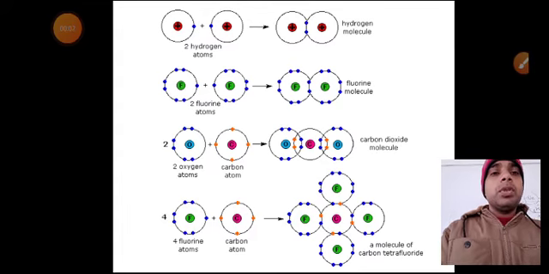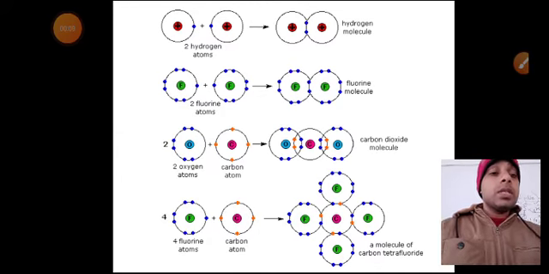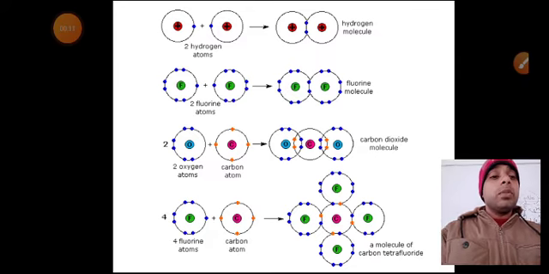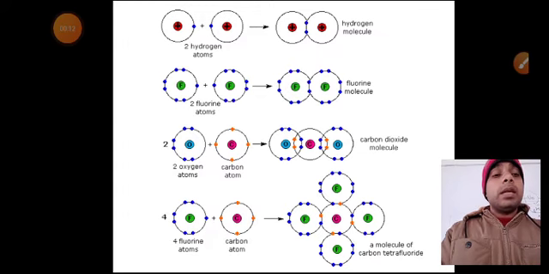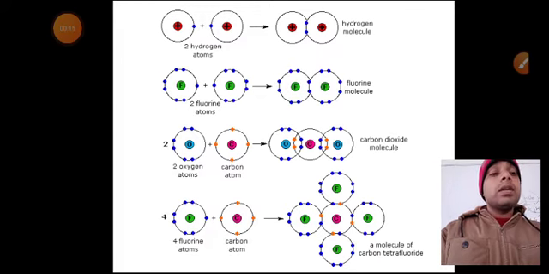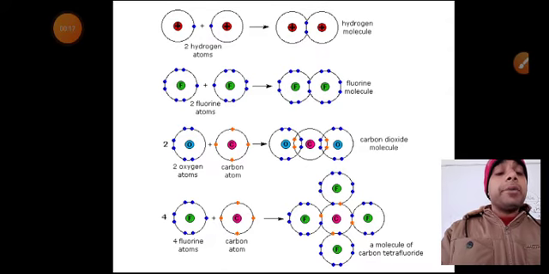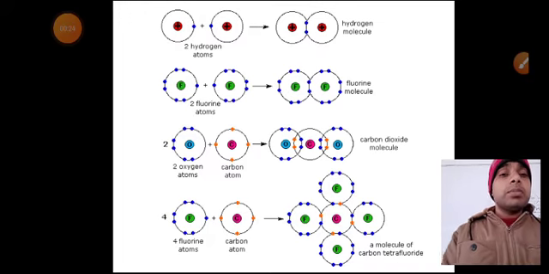Okay, so this is the video of class 10, and we are going to discuss in this video the topic of how we can make the electron dot structure, and how we can share electrons by making the structure. So here you can see two hydrogen atoms.